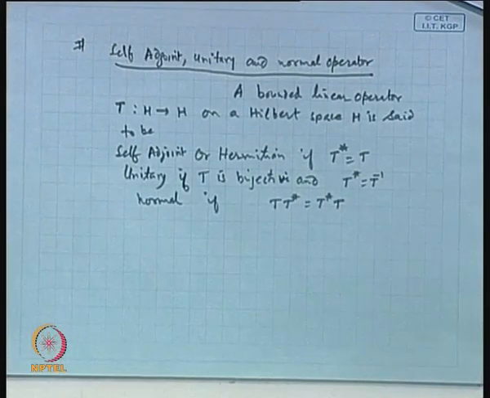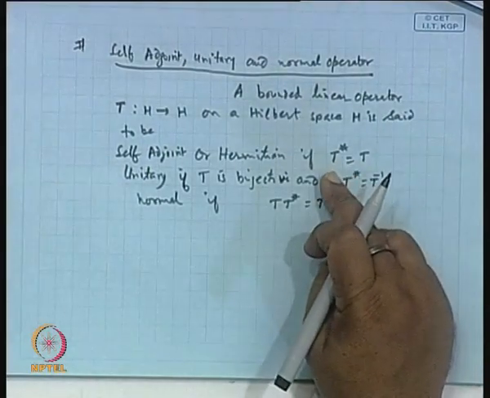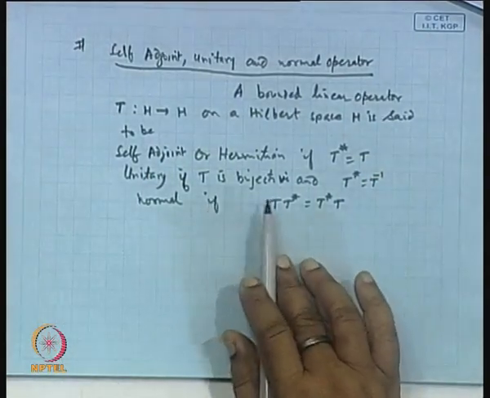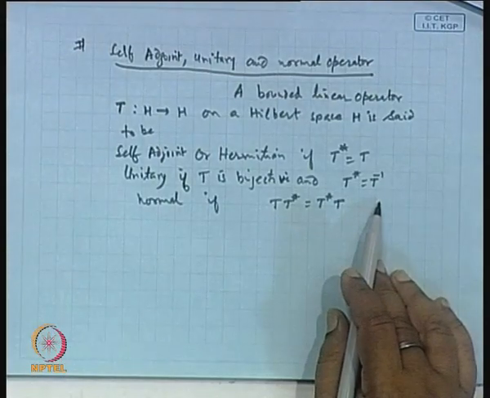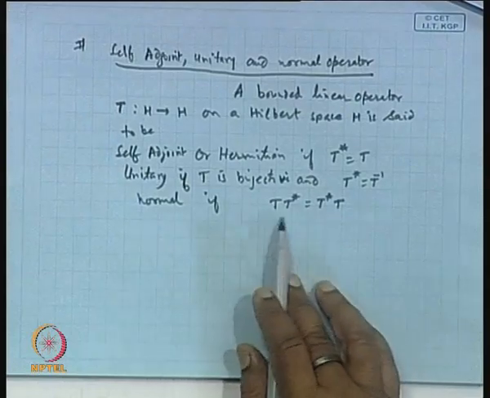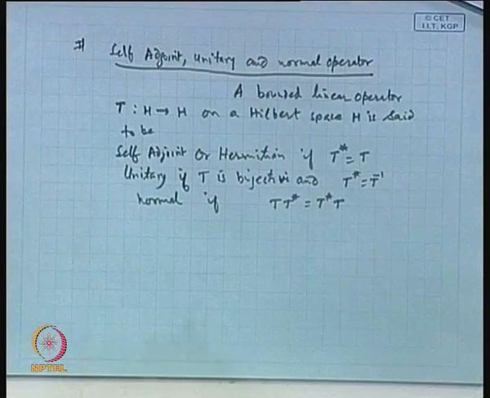Okay. So, a bounded linear operator T on a Hilbert space is said to be self-adjoint if the Hilbert adjoint operator of T coincides with the operator T itself. When T is 1-1 onto and the Hilbert adjoint operator coincides with the T inverse of the operator T, then we say it is unitary, and when T T star equals T star T, it is normal. Okay. So, the Hilbert adjoint T is defined.